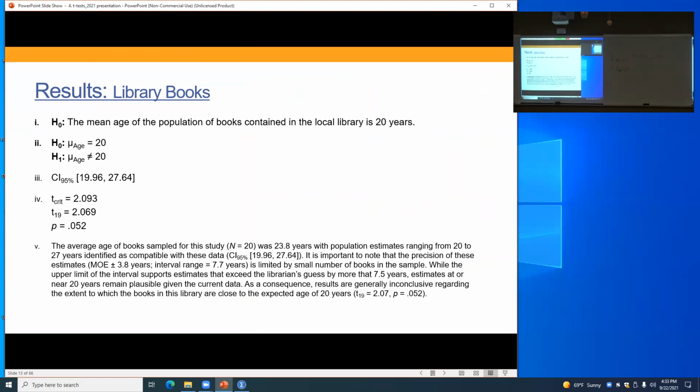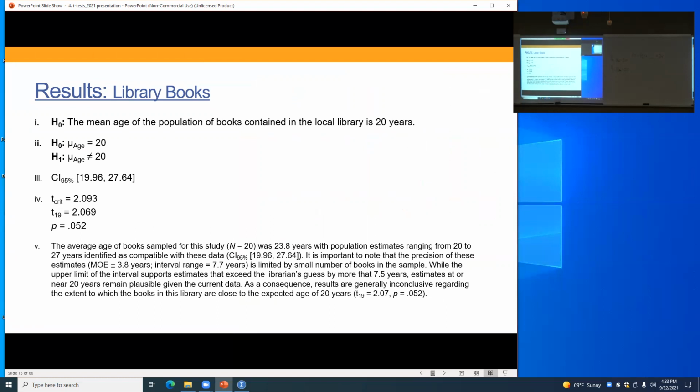So our null hypothesis: the mean age of the population of books contained in the local library is 20 years, right? Here's my statistical notation, my confidence bound, my critical value, my test statistic, my p-value. Now we want to pull all this together into something meaningful and start to address the question at hand. This is my attempt to take these various pieces of information and put them into something that actually communicates information.